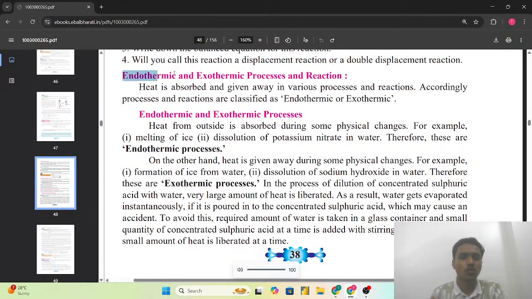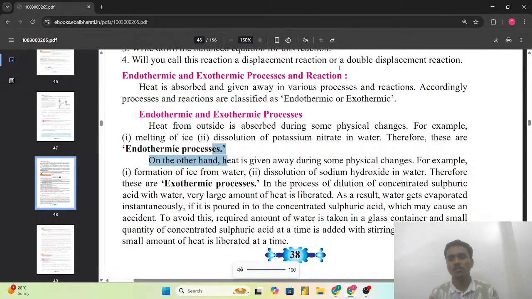The next part is endothermic and exothermic processes and reactions. Heat is absorbed and given away in various processes and reactions. Accordingly, processes and reactions are classified as endothermic or exothermic. Heat from the outside is absorbed during some physical changes, for example, melting of ice and dissolution of potassium nitrate in water. Therefore, these are endothermic processes.